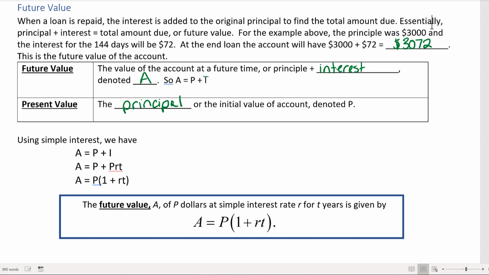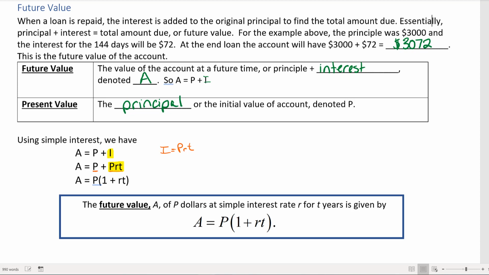Now in simple interest, we have A equals P plus I. That was the formula we just realized: if you take your principal, or the present value, and add the interest to it, that's what you should get in the future, right? But we also know that I can replace I with PRT, because I is equal to PRT. That's the formula that we've been using on our previous examples. So if I replace I with PRT, I have this new formula.